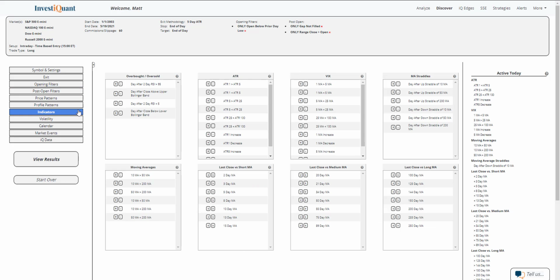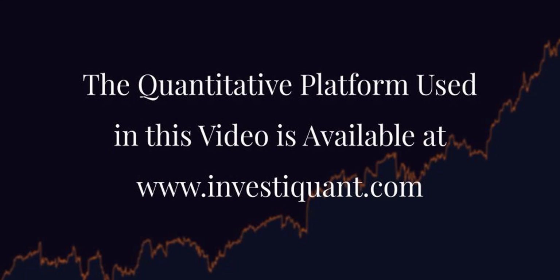Lastly, I'm going to put it in a similar market environment. We are below a 10, but above a 200-day simple moving average, and now I can click View Results.